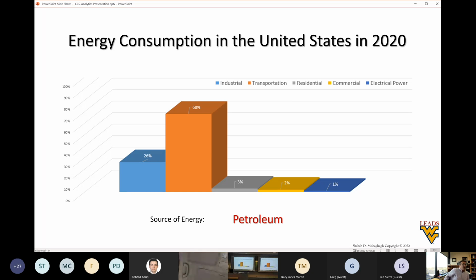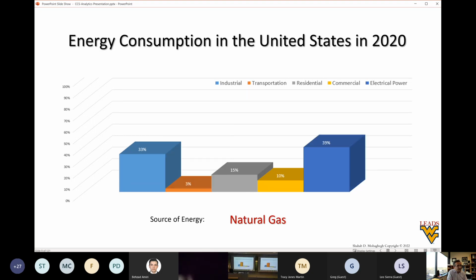A couple more items very quickly on how energy consumption has been divided in different ways. This is only for 2020, but it's not that different as we go forward. So the petroleum, or the oil, was used this way: 26% in industry, 68% in transportation, very little in residential, commercial, and electrical power. When you go to natural gas, you can see that it's 39% in electrical power, 33% in industrial, but less in transportation and residential.